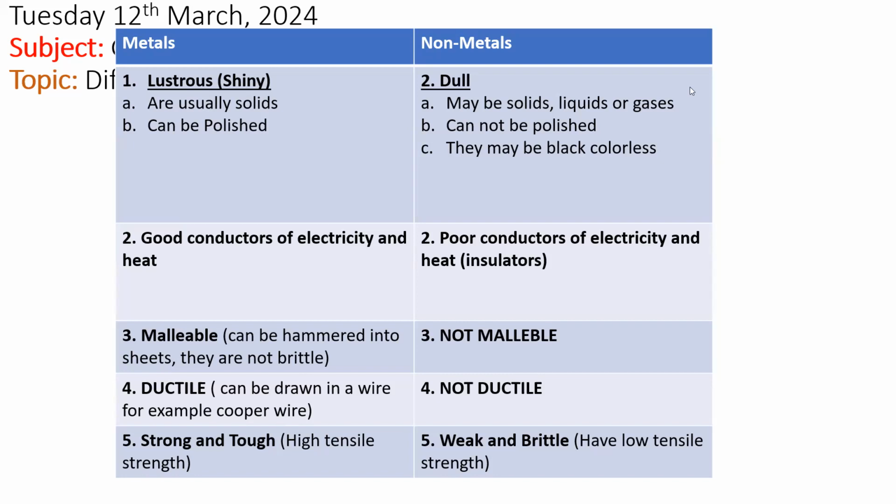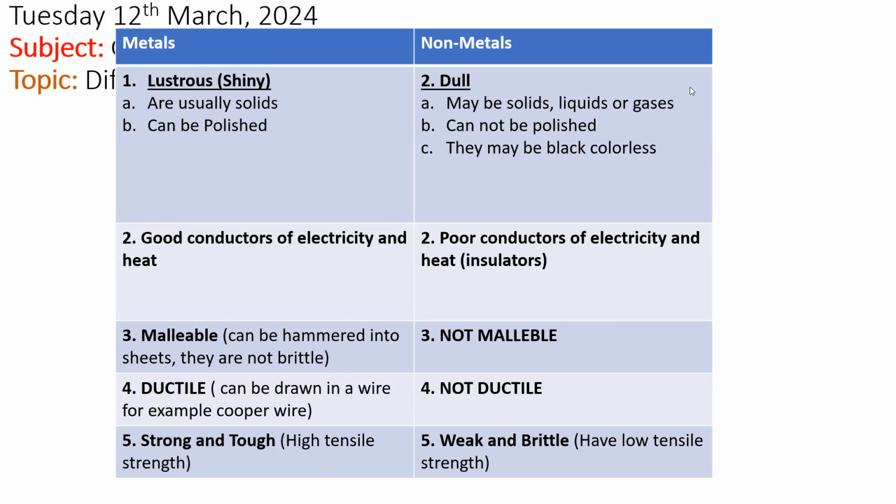Then Samantha, what do we mean by ductile? Can be drawn into a wire, for example, copper wire. Copper wire, very good. And Myla, give me a difference between metals and non-metals. Metals are lustrous, aka shiny, and non-metals may be dull.